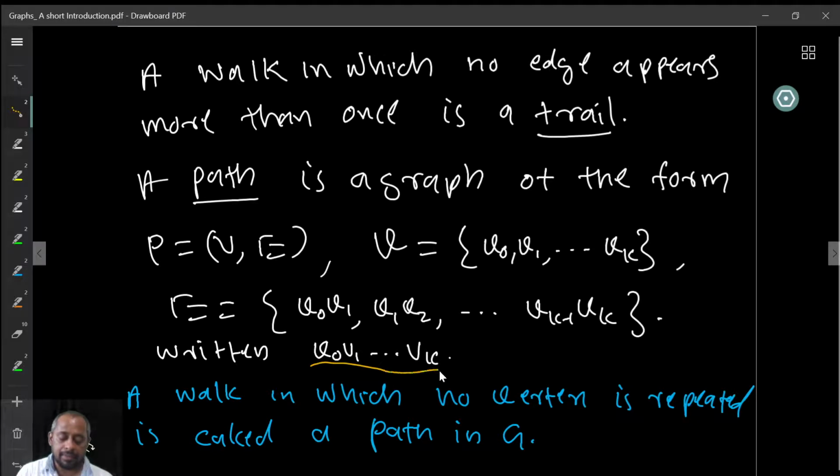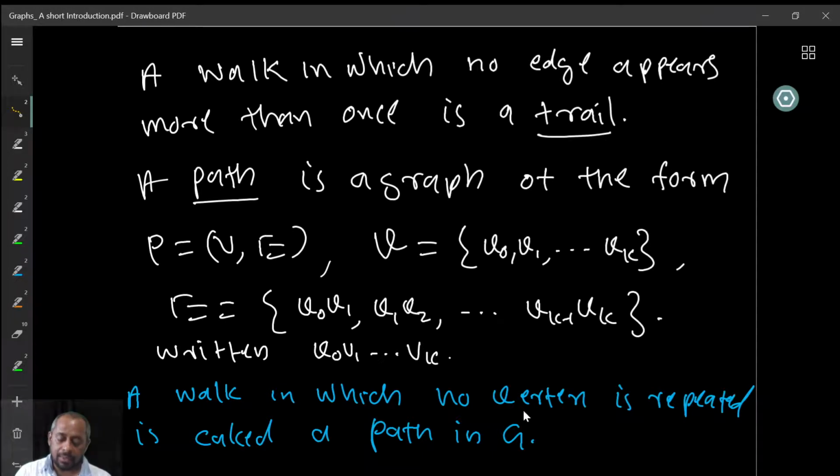And we often write it as v0v1...vk without any space, because v0v1 is an edge, v1v2 is an edge, etc., v(k-1)vk is an edge. So that defines the vertex set as well as the edge set. So therefore, this is a path.